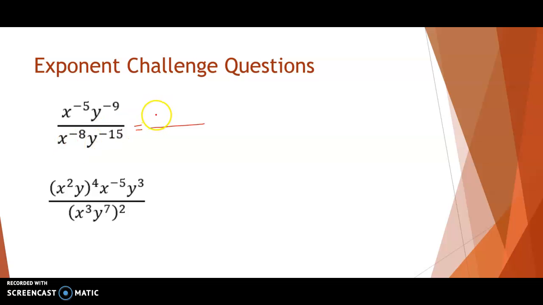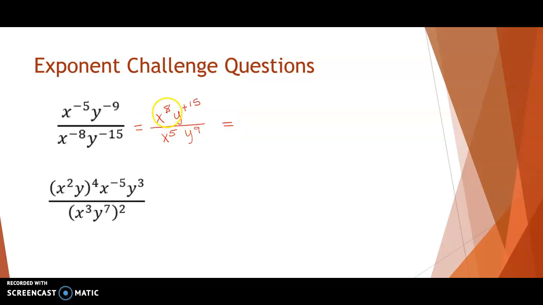So x to the negative 8 moves up top and becomes positive. Y to the negative 15 moves up top and becomes positive 15. What was on the top, x to the negative 5, moves down and becomes positive. Y to the negative 9 moves down and becomes positive. And so we've got all of them moved around and positive at this point. Now that the exponents are positive, we're looking at doing subtraction because it is division.